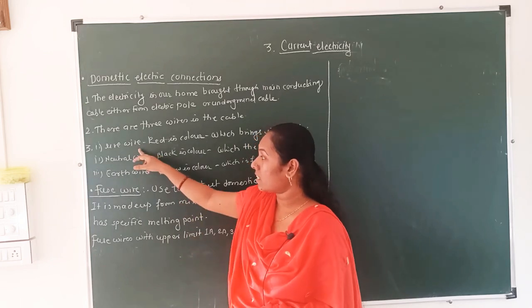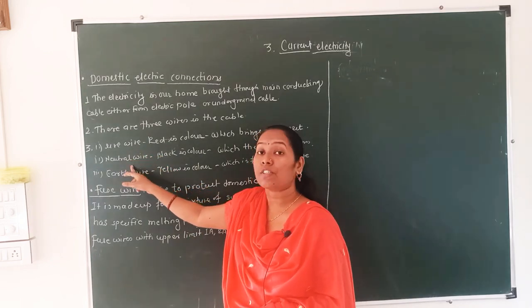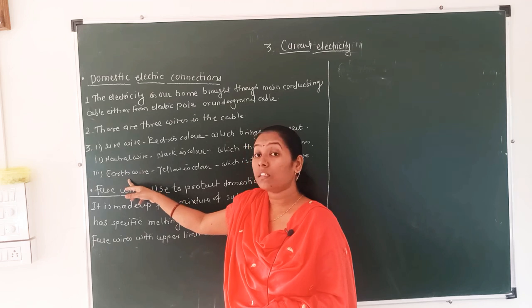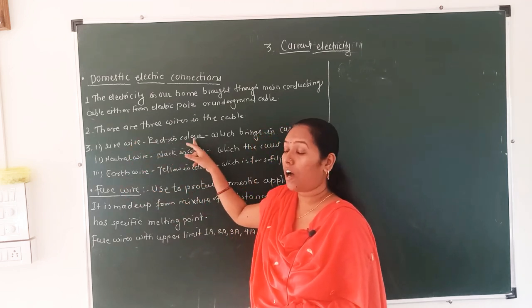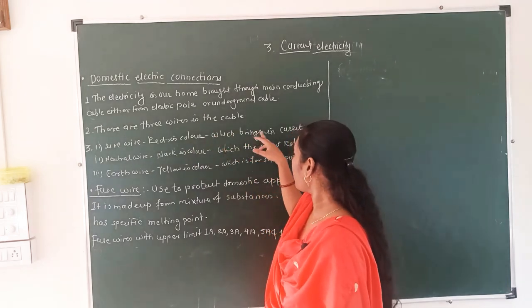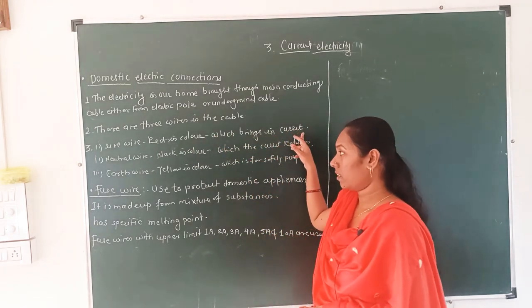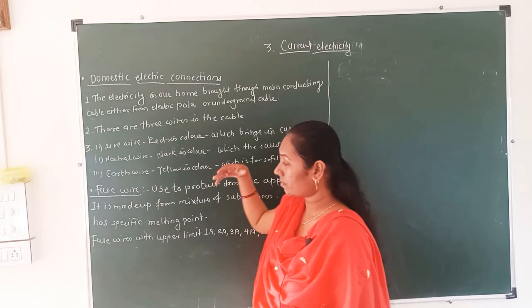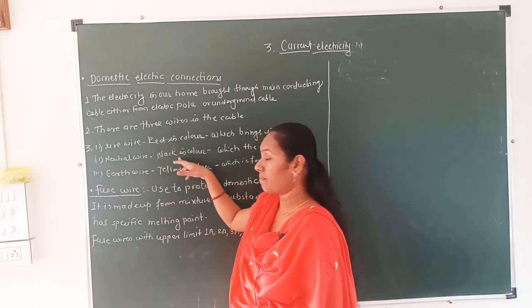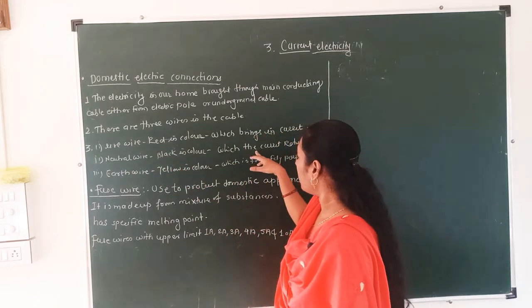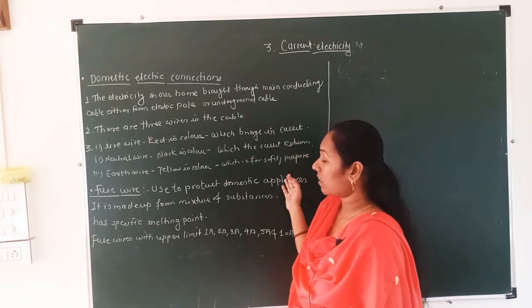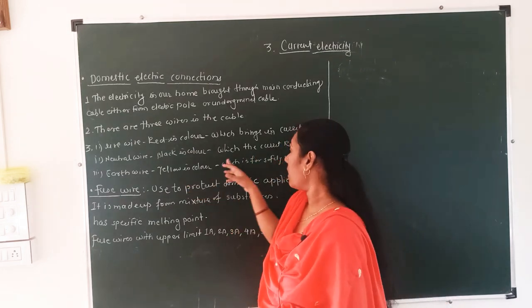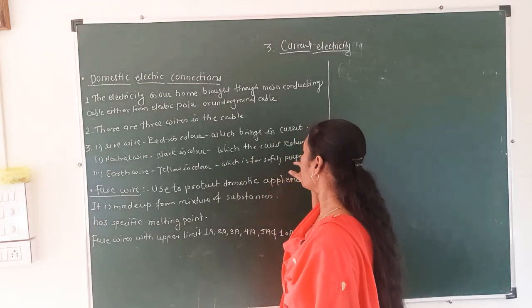The first wire is the live wire, the second wire is the neutral wire, and the third wire is the earth wire. The live wire is red in color, and it brings current through it. The neutral wire is black in color, and the current returns through it. The earth wire is yellow in color, and it is for safety purposes.